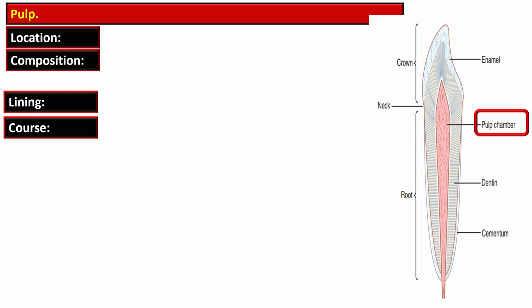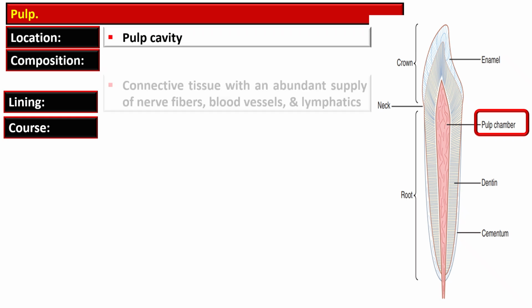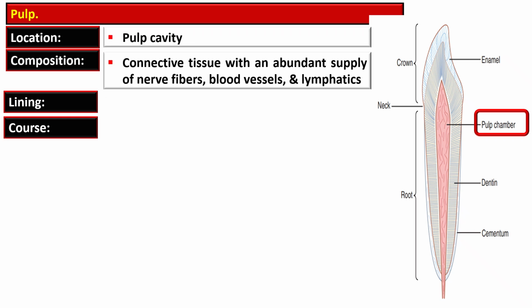The pulp is present in the pulp cavity, and it is the soft living core of the tooth. It is composed of connective tissue that is rich in nerve fibers, providing sensation including pain, temperature, and pressure. And there are also blood vessels present that nourish the tooth and supply oxygen and nutrients to the area.